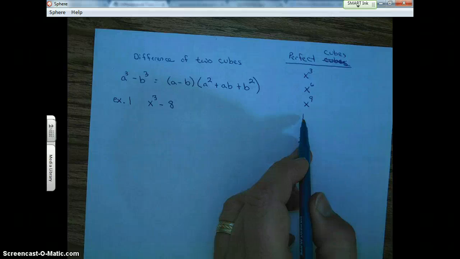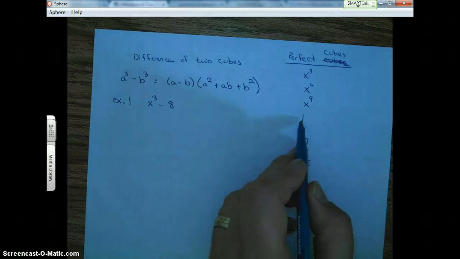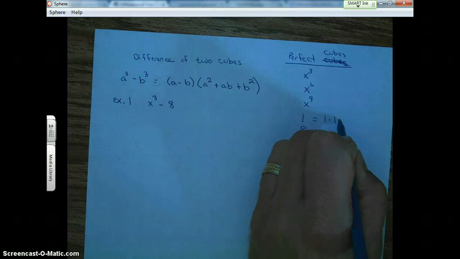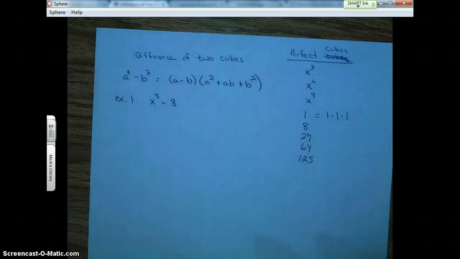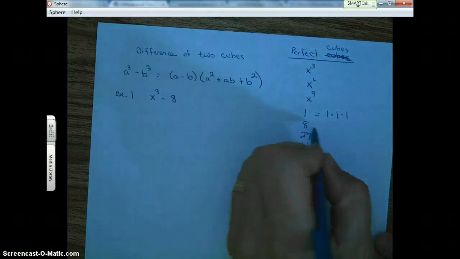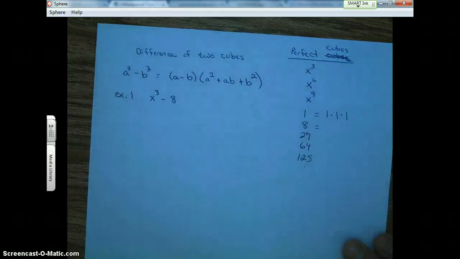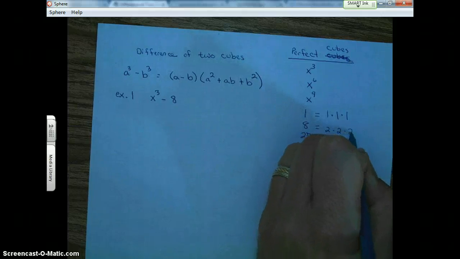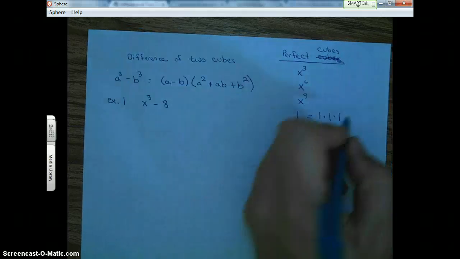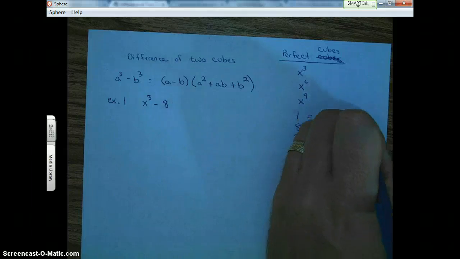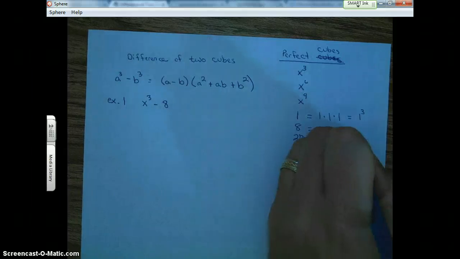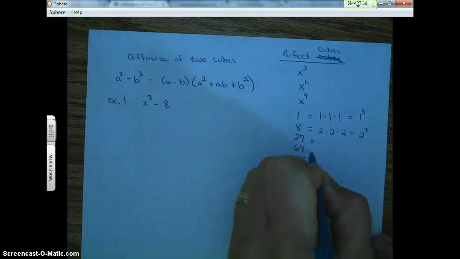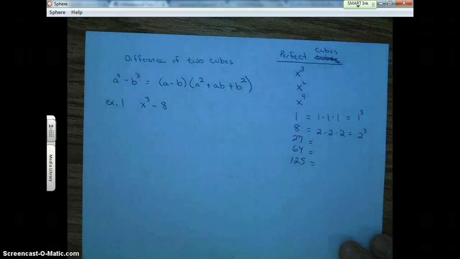So, let's start down here with our numbers. 1 is a perfect cube. Why? Because 1 times 1 times 1 is 1. 8 is a perfect cube. Why? Because 2 times 2 times 2 is 8. You remember, we can rewrite these as 1 to the third power, 2 to the third power, etc.